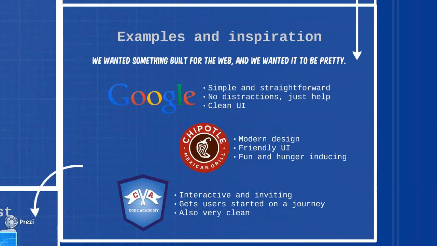First, we looked at Google support sites, which I'll show you in a moment. They're really simple and straightforward. There's no distractions there. It's just clean help. That's all that's there. There's nothing to pull you away. We used Chipotle's website because Chipotle is awesome and we like burritos, but it also is a very well-designed website.